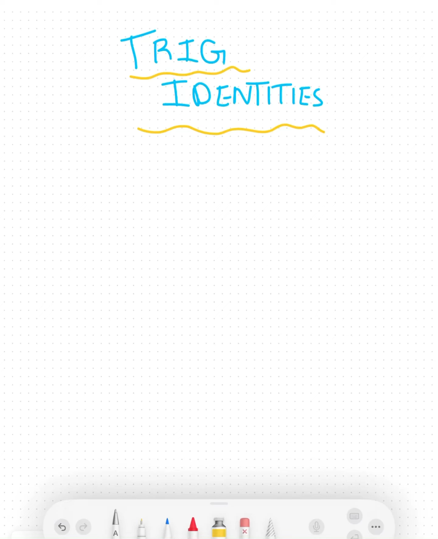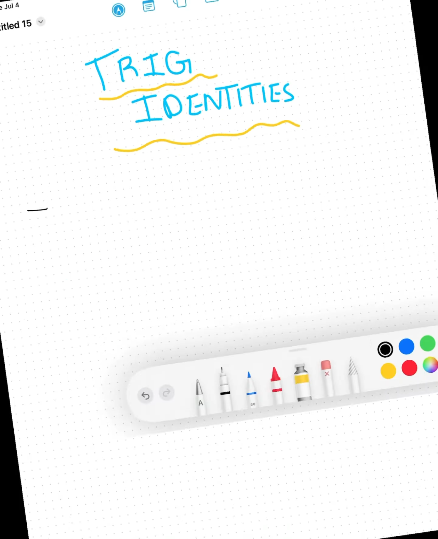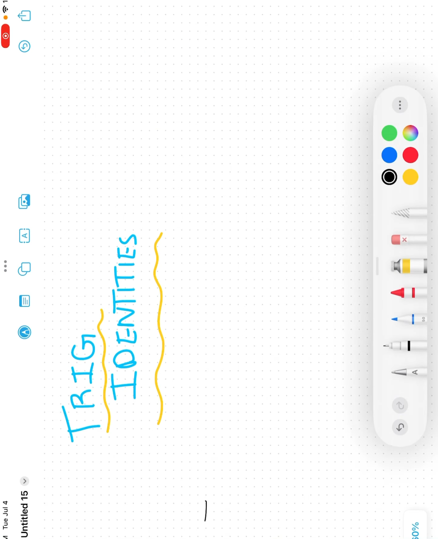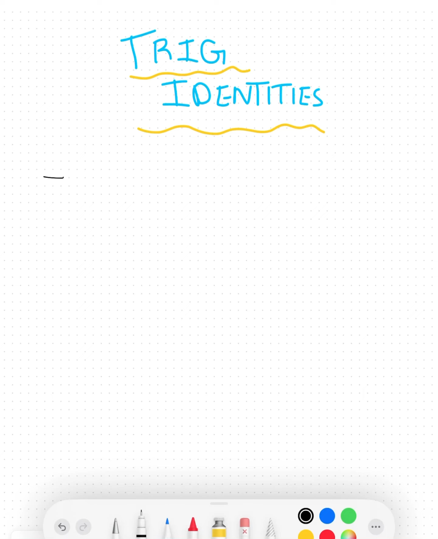Hey guys, today we're going to be looking at some trig identities. So let's get started right now. The first one, which is called the Pythagorean identity, is probably the most important one to know. Let me write it out right here.